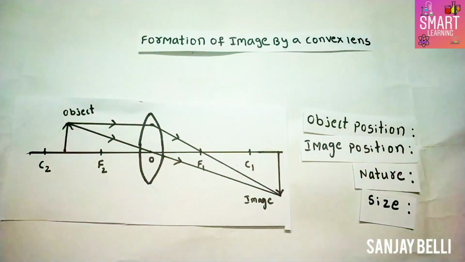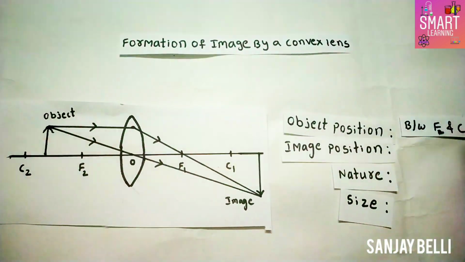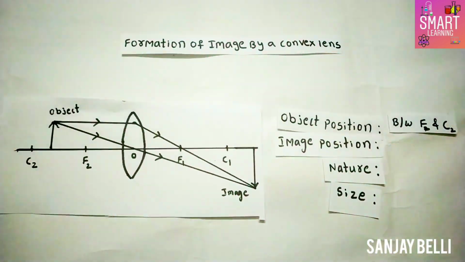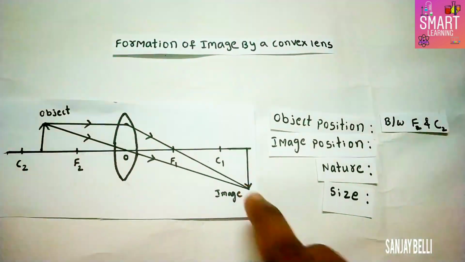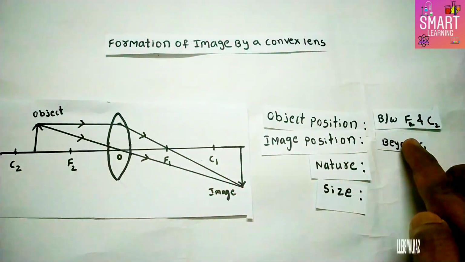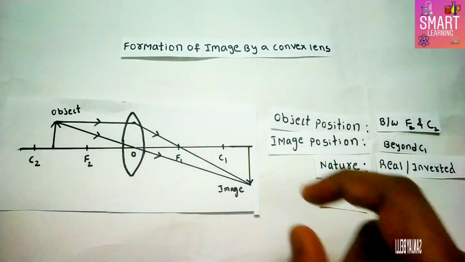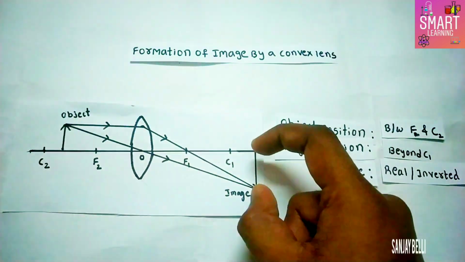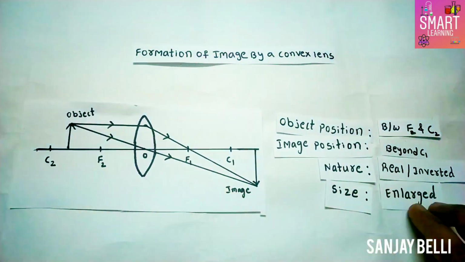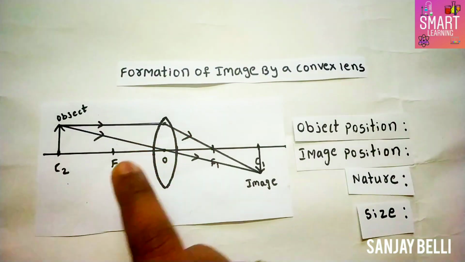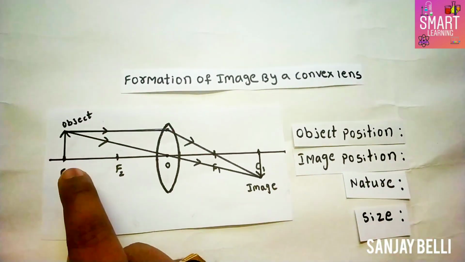So where is the object position? The object position is between F2 and C2. Where is the image obtained? It is beyond C1. What type of image is it? It is real and inverted. What about the size of the image? It is enlarged.